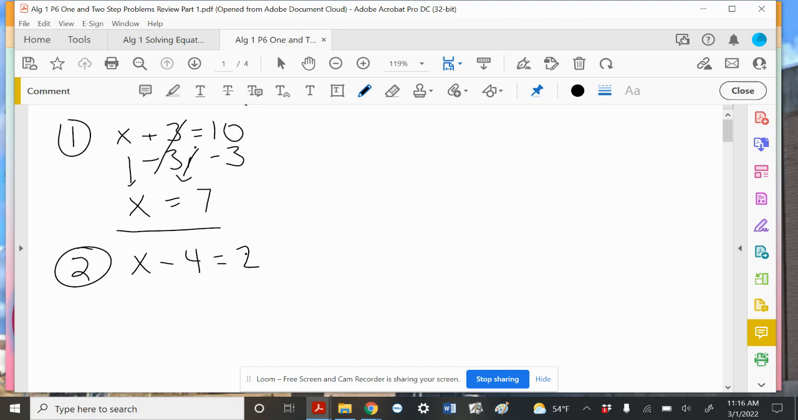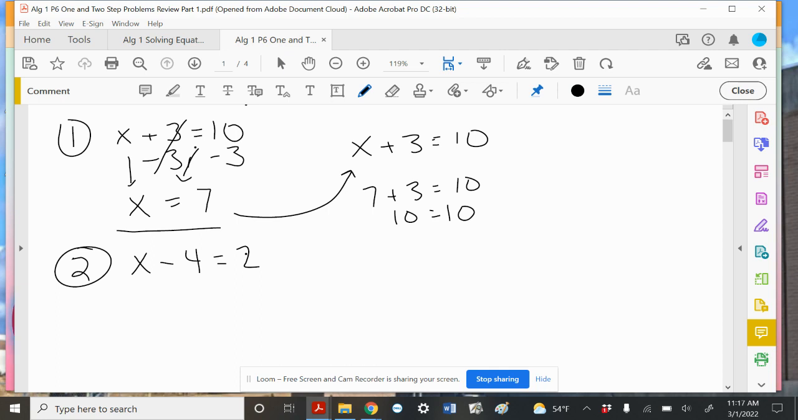And you can check this by plugging it back into the original equation, x plus 3 equals 10. So I can plug this value in here just to verify it. So 7 plus 3, and of course 7 plus 3 equals 10, and 10 equals 10.